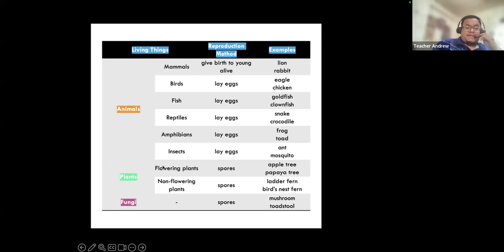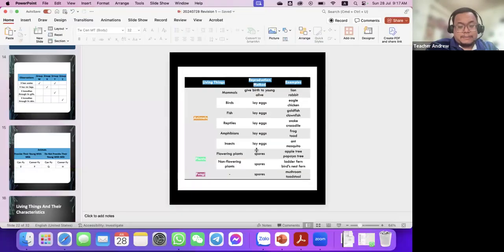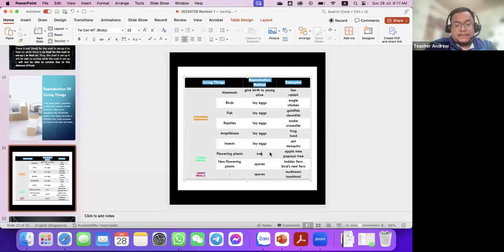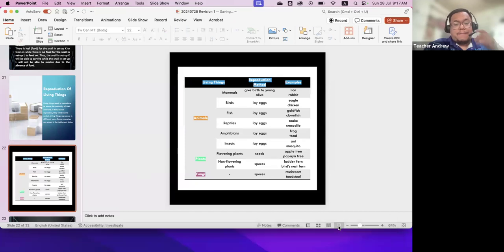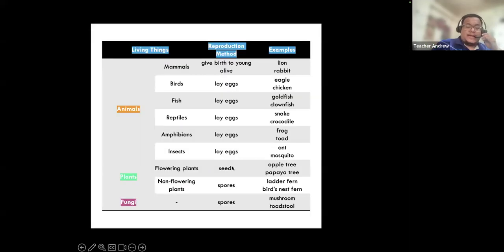But for the plants, there's a mistake here. Flowering plants don't reproduce by spores. Flowering plants actually grow fruits and use seeds to reproduce, like apple tree and papaya tree. Non-flowering plants, however, use spores, like the bird's nest fern. Fungi use spores to reproduce, like mushroom and toadstools. This table is very important because the examination will test you. It will confirm come out. That will show you why.